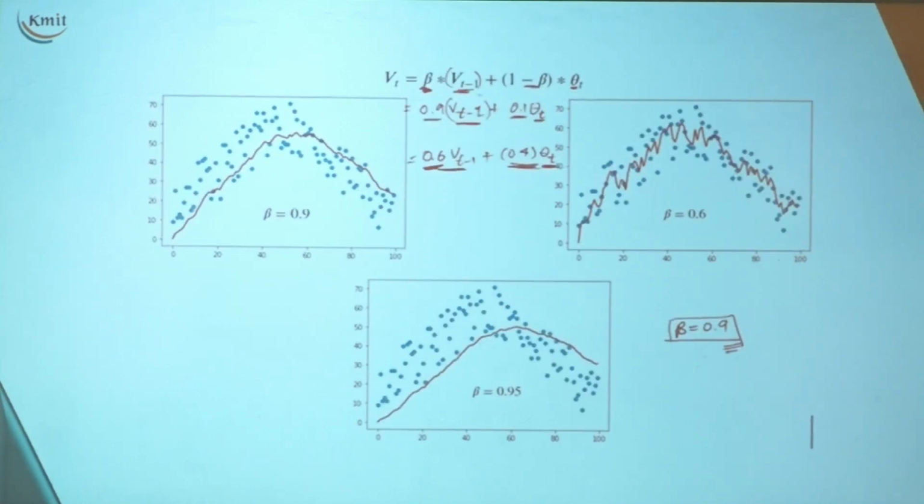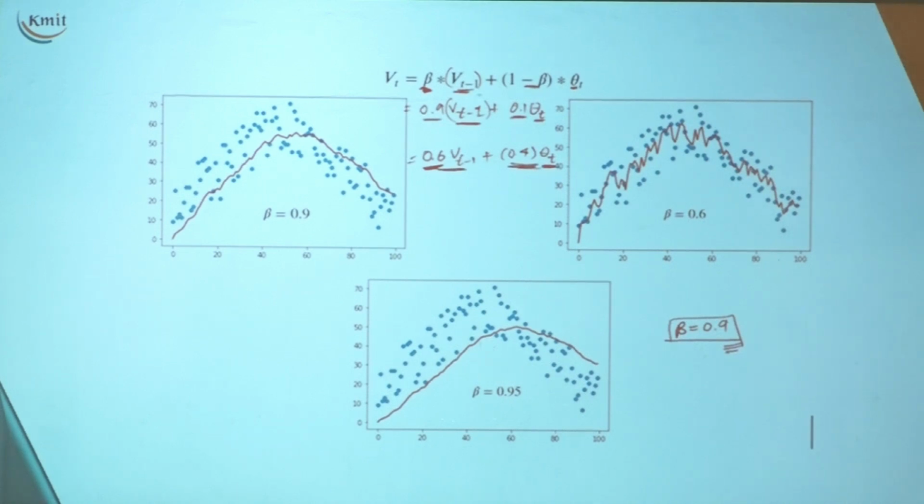Okay. Now, look at this. So, how is that red line getting changed depending on beta? When you substitute your beta value in that red line, see, I have taken 3 different beta values. Once I have taken beta to be 0.9, second I have taken beta to be 0.6, third I have taken beta to be 0.95. Which is giving you the best curve? 0.9. Not much change, no much oscillations. Are you getting my point?